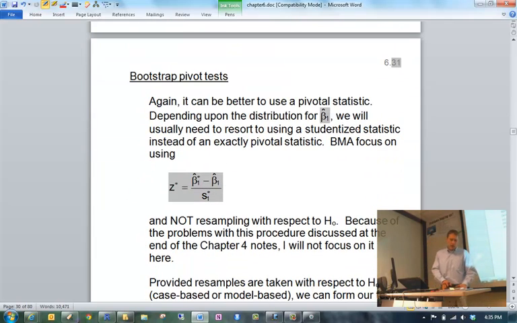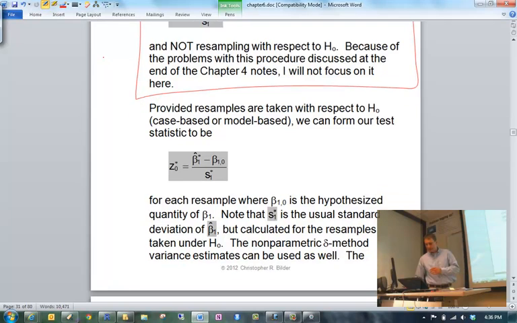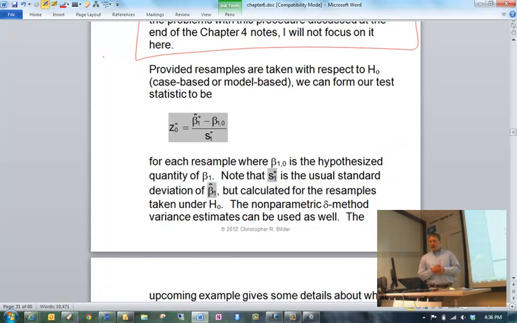Our authors talk about bootstrap pivot tests. What this basically means is using a studentized value. We talk about the case where you don't have to resample under the null hypothesis. You're not responsible for it. You're welcome to read it if you want. But if we were to now resample under the null hypothesis and we want to find a studentized value, you remember why we often like to do that. Often we get a better statistic to work with. We can find a studentized value with either the case-based or model-based resampling approach.